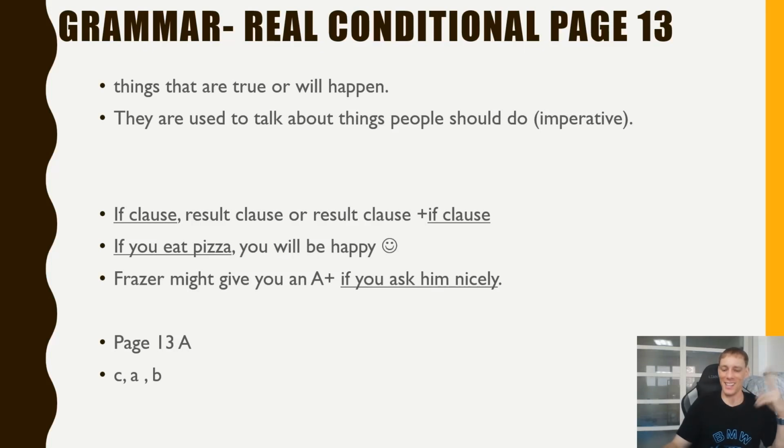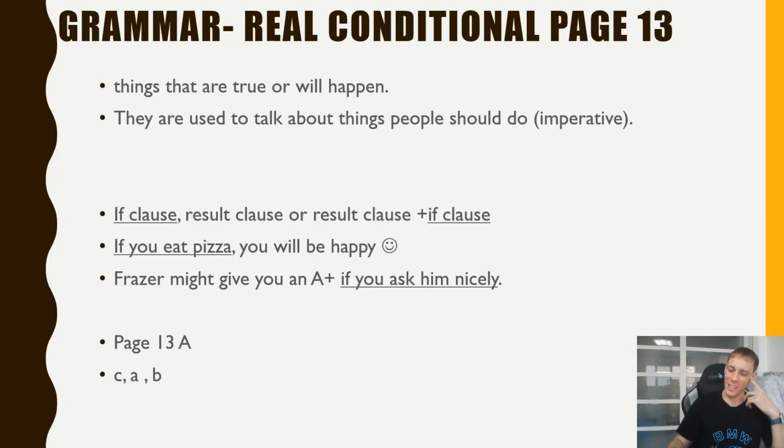Like that. The second one, use will, be going to, or might. So we can use will, be going to, and might. And we're talking about future events. So if you eat pizza, you're going to be happy. You will be happy. You might be happy. This is all about the future.